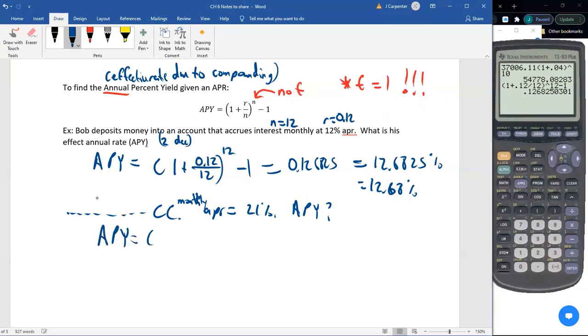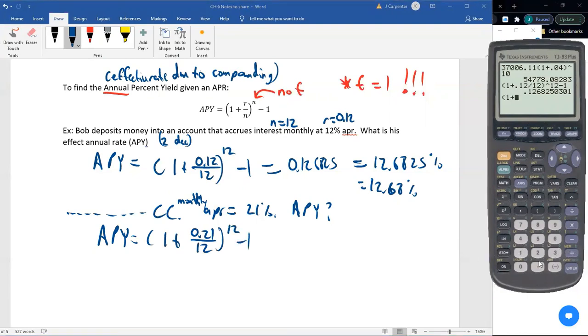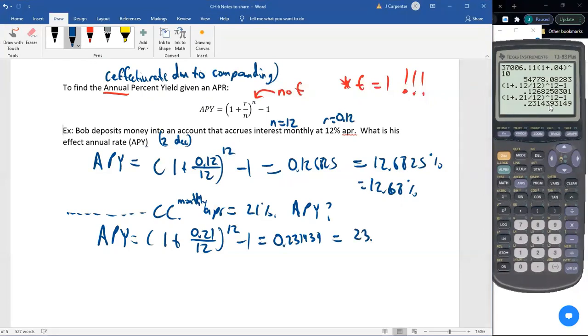So our APY will be parentheses 1 plus 0.21, that's our 21%, divided by 12, raised to the 12, minus 1. So parentheses 1 plus 0.21 divided by 12, close it, raise it to the 12th, then subtract a 1. And we get 0.231, blah, blah, blah, which when you move it twice, multiply by 100, you get 23.1439. Round to 2 decimal places, you get 23.14%.